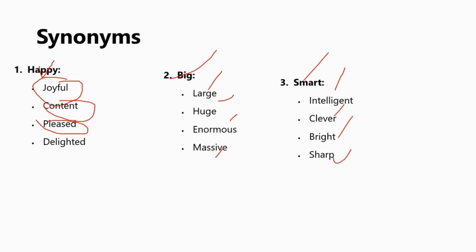So let me repeat once again. All these words don't have exactly the same meanings. They have similar meanings. They may be interchanged with the main words. So these are called synonyms.